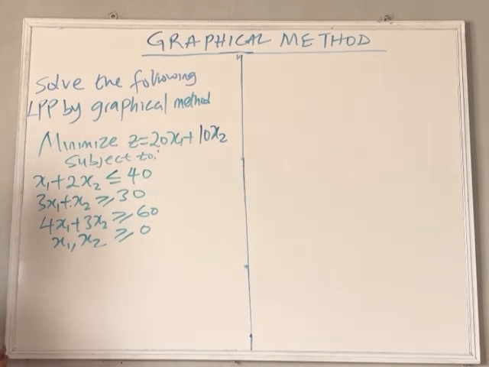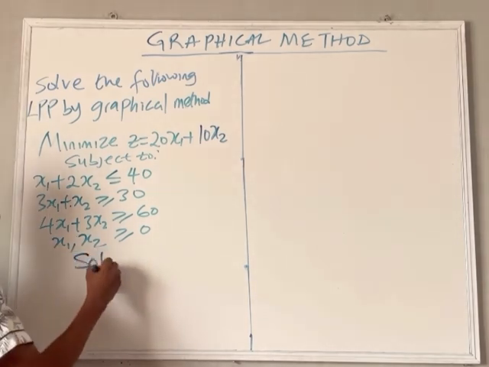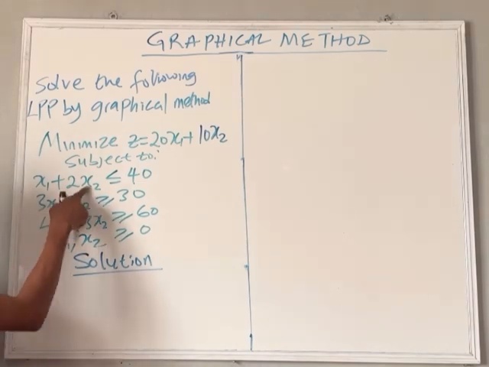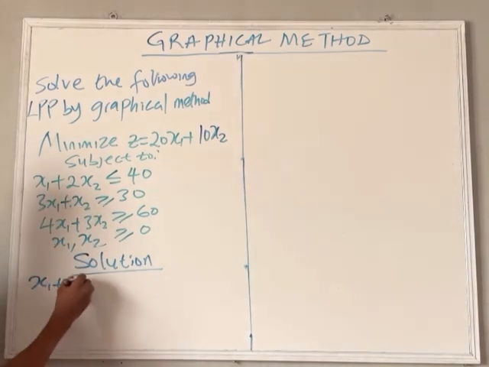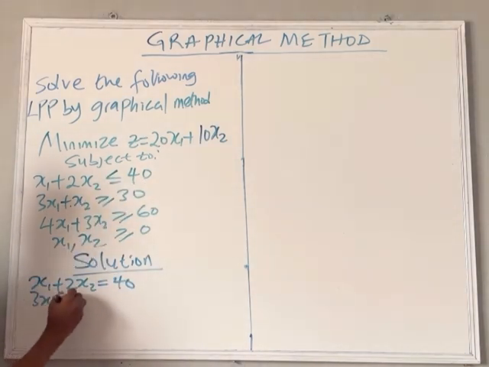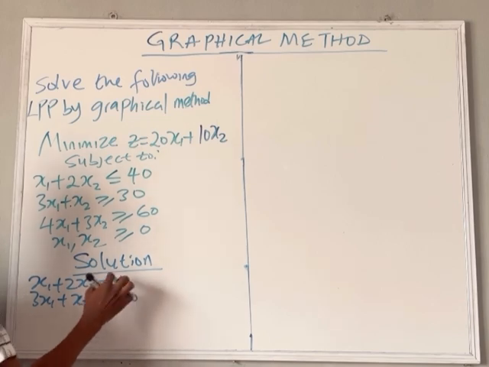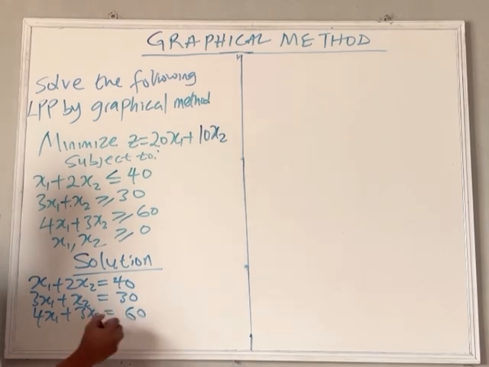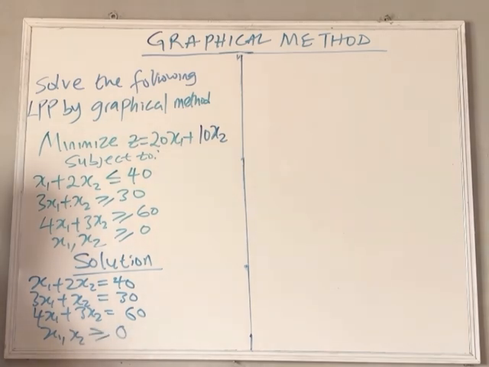Our next step is to change the inequality sign to equality. So our constraints: x1 plus 2x2 is equal to 40. 3x1 plus x2 is equal to 30. Then 4x1 plus 3x2 is equal to 60. Then our non-negativity: x1, x2 is greater than or equal to 0. That is, our x1 here must be greater than or equal to 0, and our x2 here must be greater than or equal to 0.